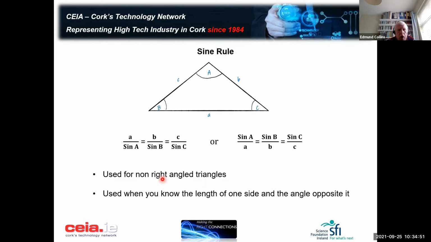Now, there's a few things to remember about using the sine rule. It's used for non-right angled triangles. That's the first thing. And very importantly, it's used when you know the length of one side and the angle opposite it. So that's very important: the length of one side and the angle opposite it. And you'll see, hopefully, in some of the questions here how that works out.